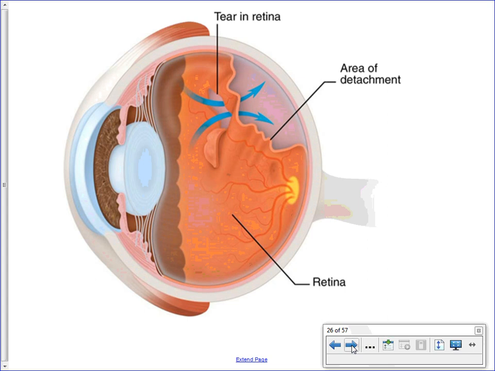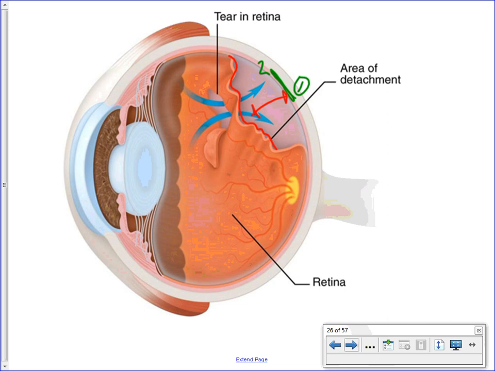This picture is showing us what is called a detached retina. If we again take a look at the three different layers, this is the outermost layer. This one right here, number 2, is the middle layer, and the innermost layer, which is the retina, is the one that has pulled away from the middle layer, which it should be adjacent to. That middle layer is called the choroid layer.